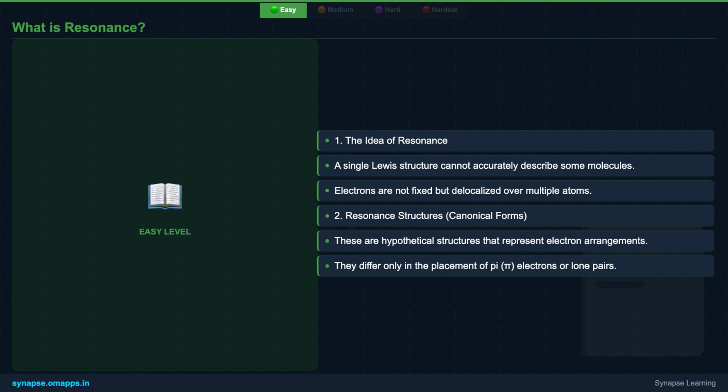Sometimes, electrons aren't fixed in one bond but are spread out, or delocalized, over several atoms. We use hypothetical resonance structures or canonical forms to show these different possible electron arrangements. Remember, only pi electrons or lone pairs move, not the atoms themselves.